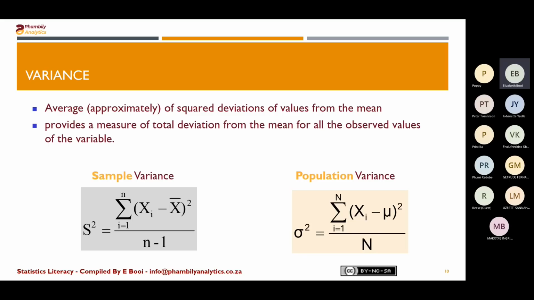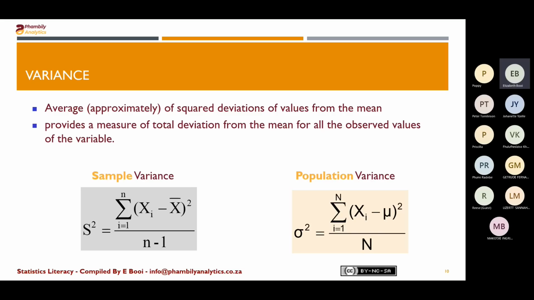We calculate the sample variance by using this formula. Remember, the sample statistic is S squared. We use the normal alphabetical letters, which is S squared is equal to the sum of your observation minus the mean, squared, divided by n minus 1.